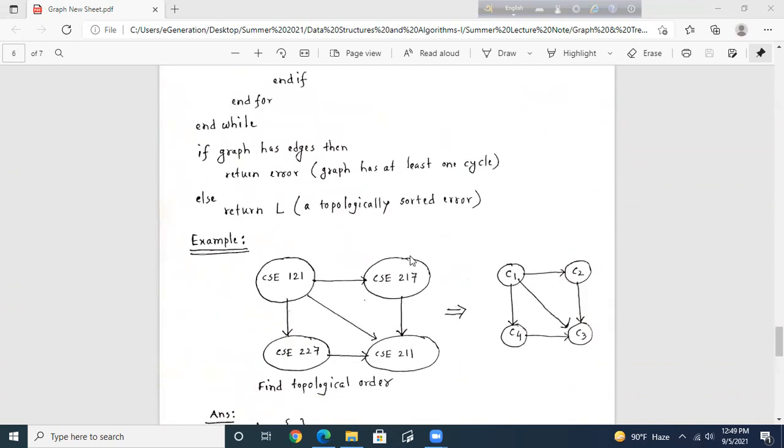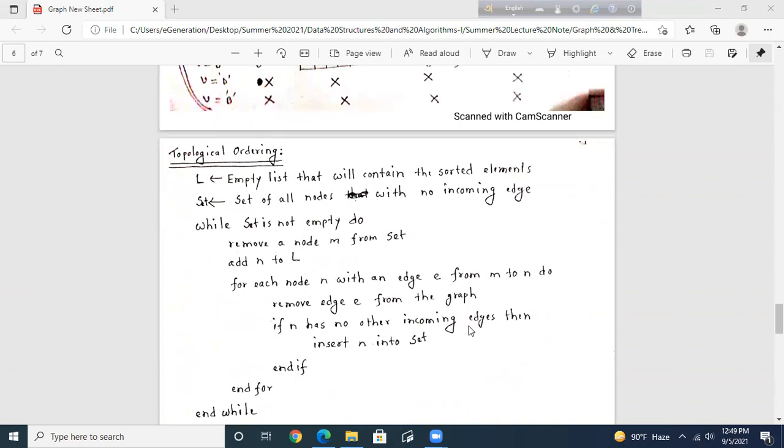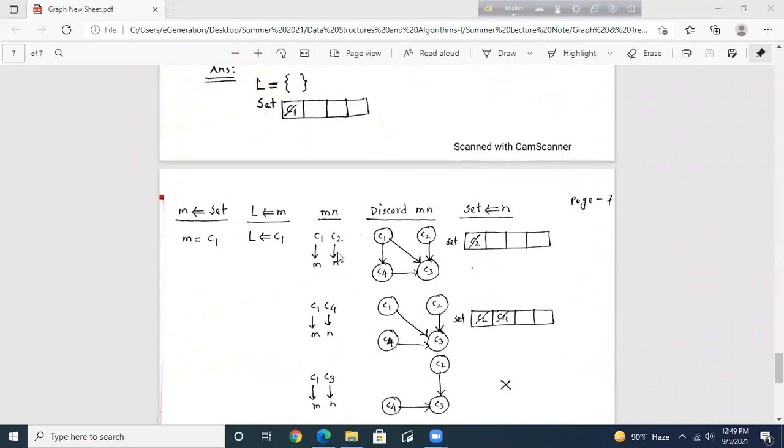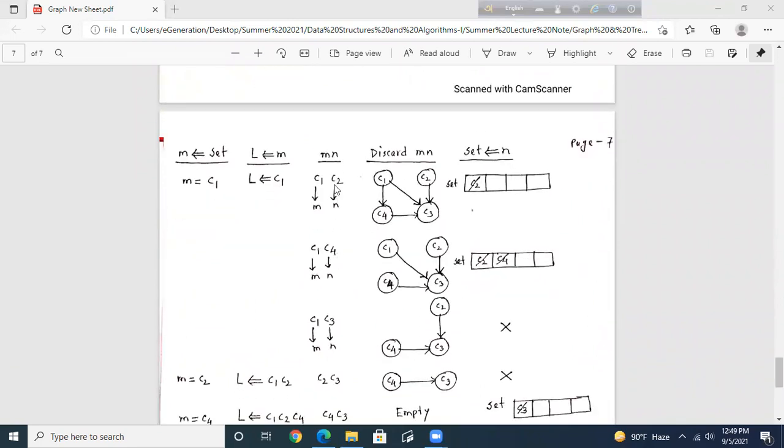Now, dear student, if N has no other incoming edge, then insert N into set. Now you have to check whether N contains an incoming edge or not. Our N is C2. Now you have to check whether C2 contains an incoming edge or not. In this graph, C2 does not have any incoming edge, so I can write C2 into the set, because C2 has no incoming edge.